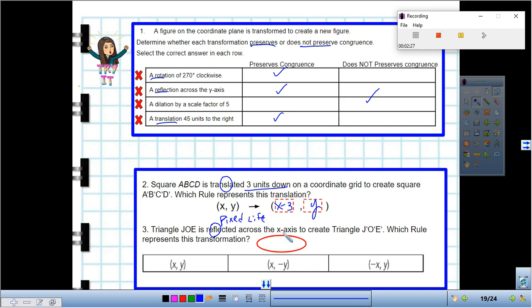Triangle is reflected, fixed line, over the x-axis, so the x stays exactly the same. Which rule represents the transformation? So it's going over the x, the x stays the same. The correct transformation rule. There it is.